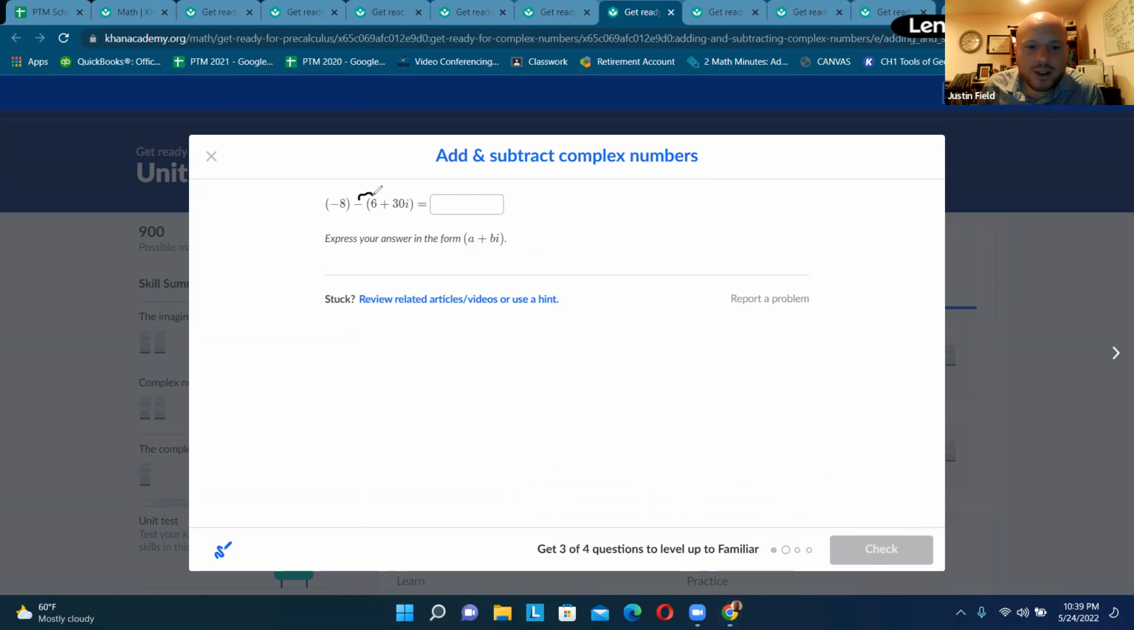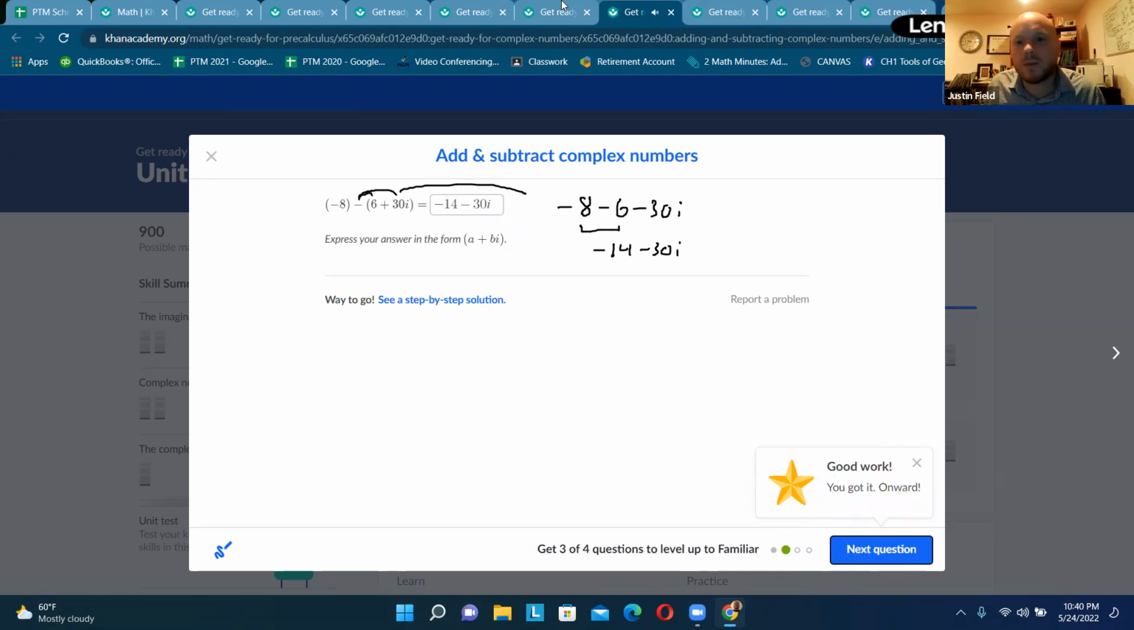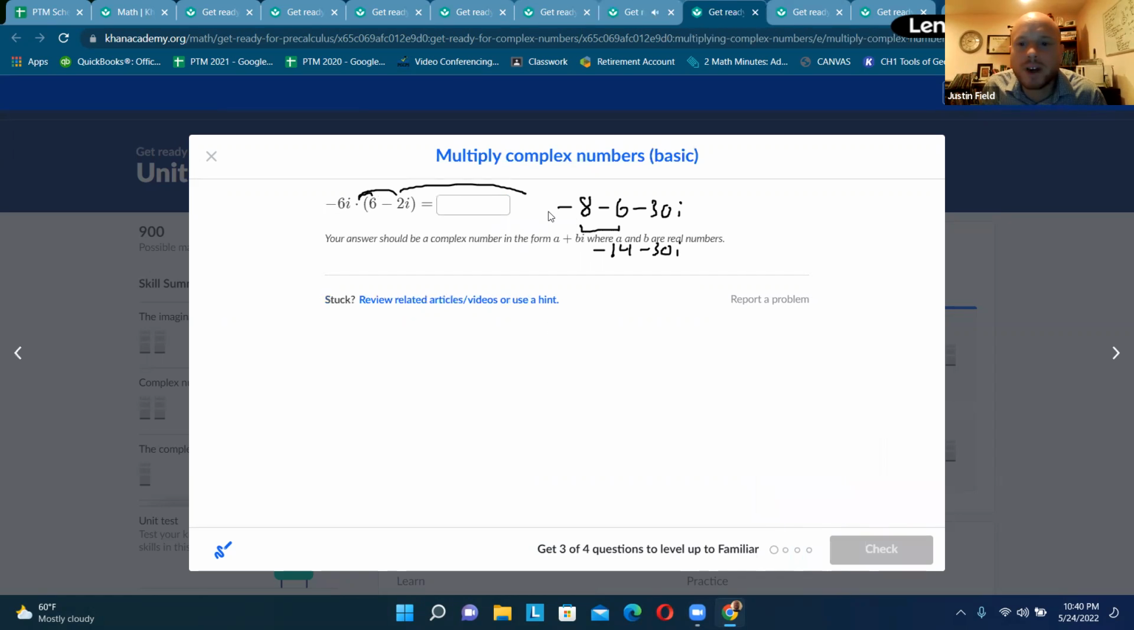Now, don't forget to distribute your negative signs here. So I always like to rewrite this one. I'm going to write negative 8 minus 6 minus 30i. And then combine our like terms: negative 14 minus 30i. All right, negative 14 minus 30i. Yay. Moving on.